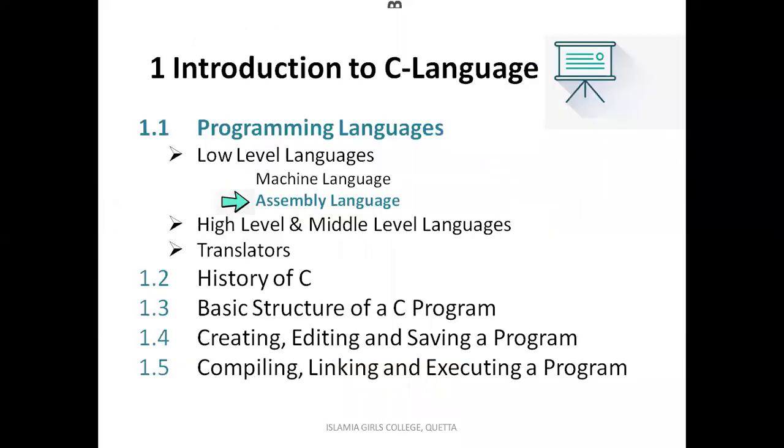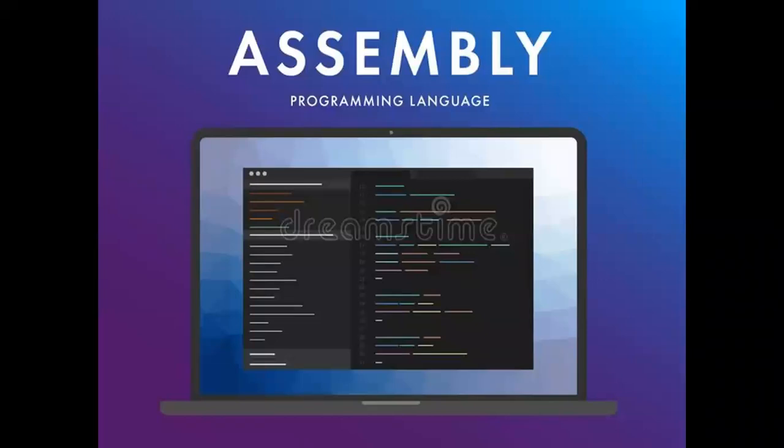Chapter number 1, Introduction to C language. Our today's topic is assembly language. Since the assembly language is also a type of low-level language, it has the same characteristics. Let's see.